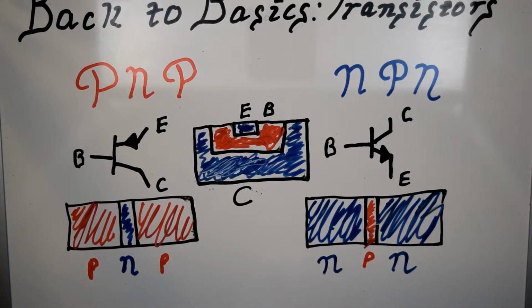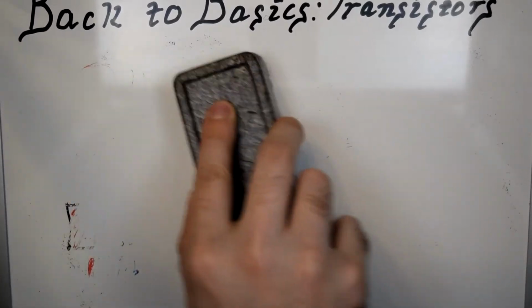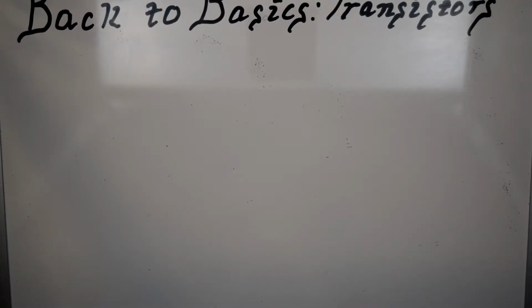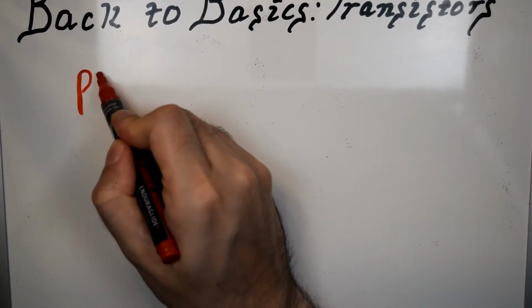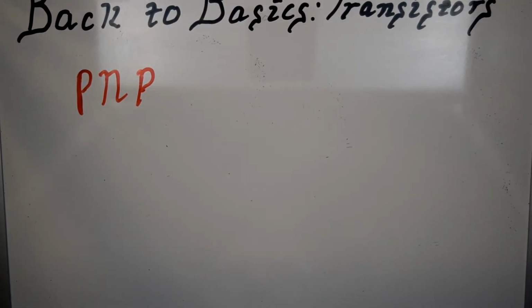I'm going to do a really quick practical demonstration here to demonstrate the difference between a PNP and NPN transistor in circuit. So I'm just going to quickly erase all of these. There we go. And I'm going to sketch out a quick circuit here. So let's do PNP over here again, and NPN here.